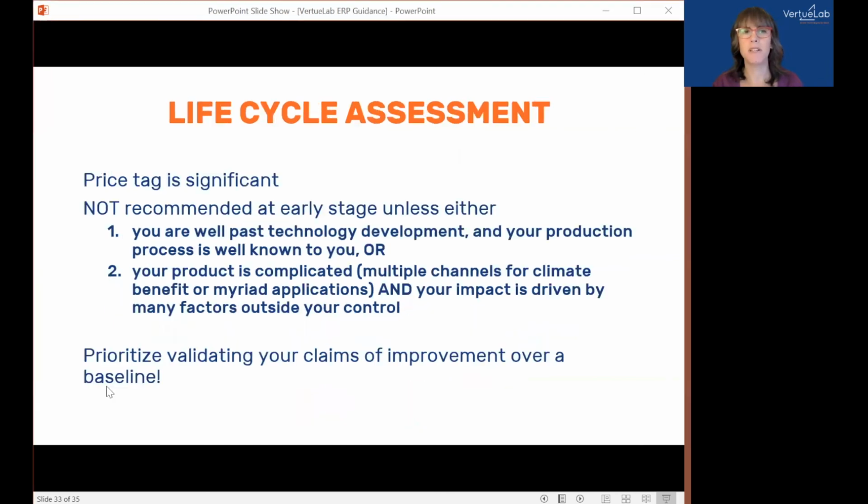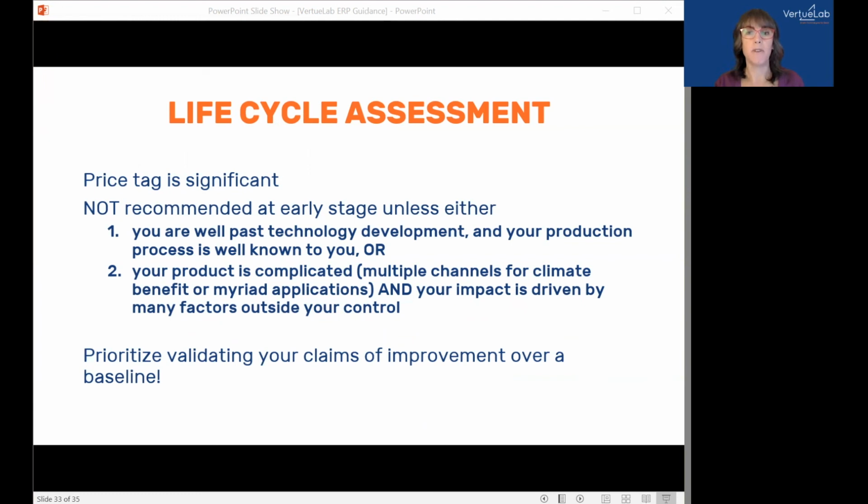Last, I need to mention life cycle assessment, or LCA. This approach to identifying the impacts associated with the production, useful life, and disposal of your product is often not quite appropriate for the stage of development that the companies we work with are in. We find ourselves most often leveraging LCAs in our work through the use of published life cycle assessments of baseline technologies. They're a great form of third-party validation of the business as usual technology that you're replacing.